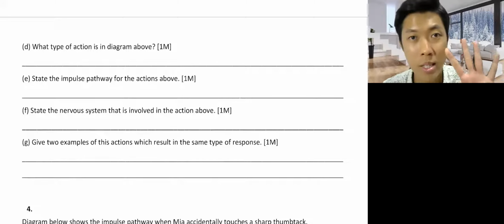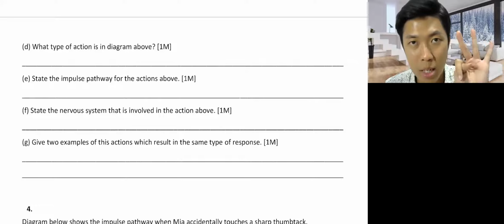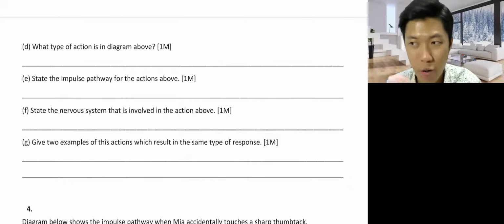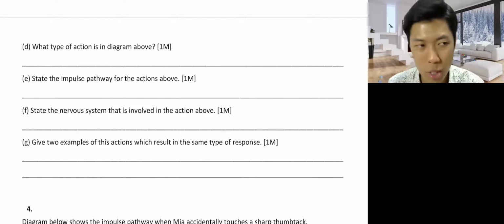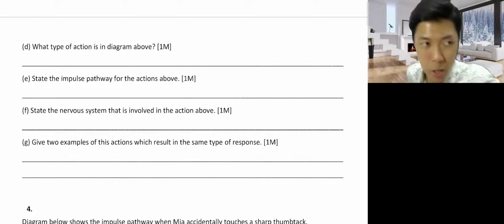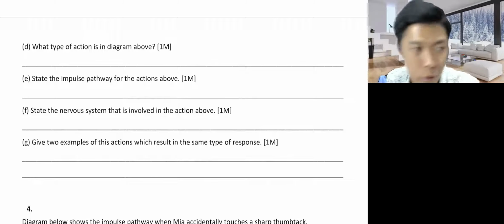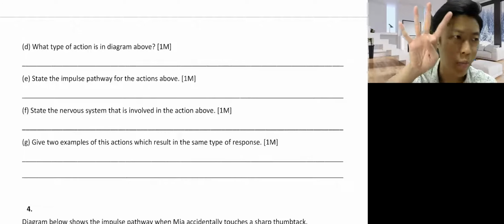So 4 steps, everyone. Receptor, sensory neuron, motor neuron, effector. Did you do the sequence by drawing arrow, arrow, arrow? Don't use commas. I think comma is inappropriate for a sequence, you know. So we do arrow, arrow, arrow. Okay, 4 steps. No problem.